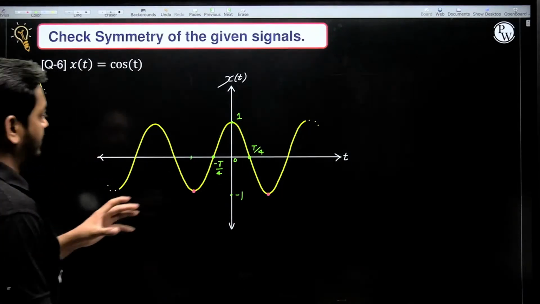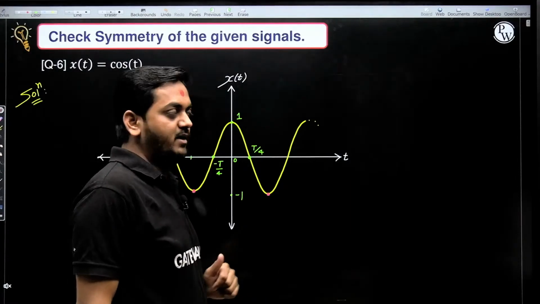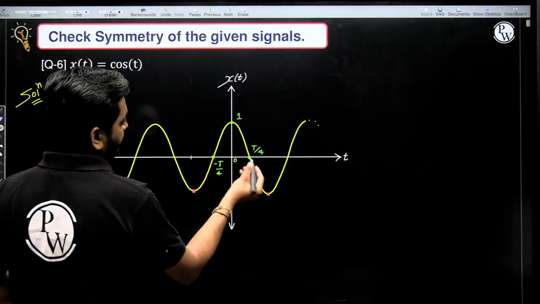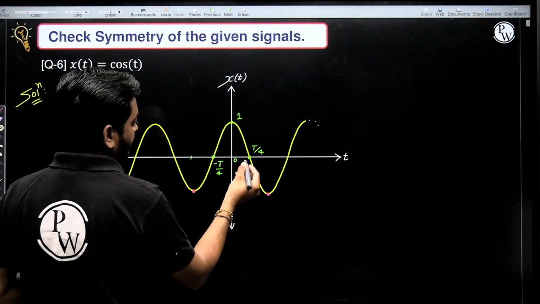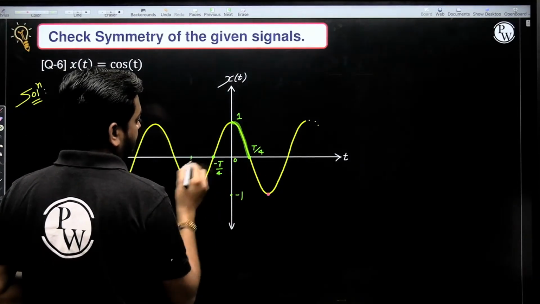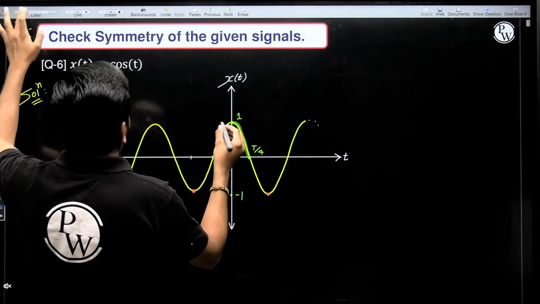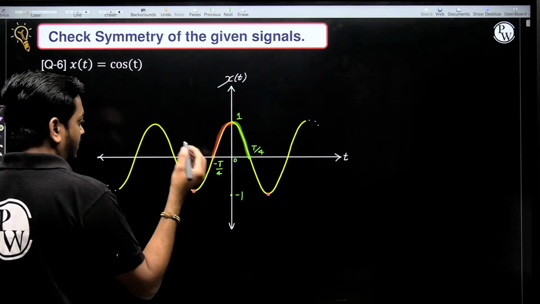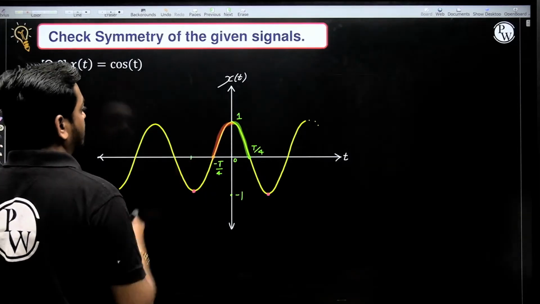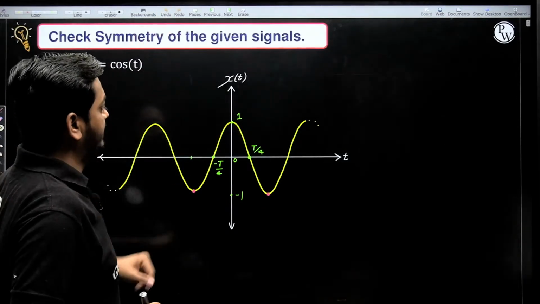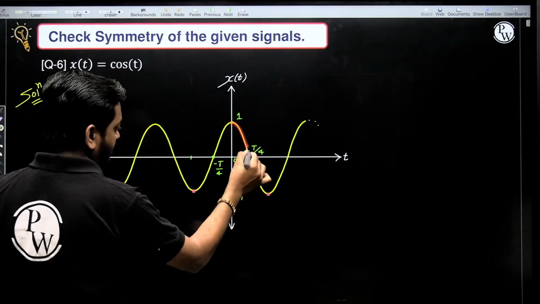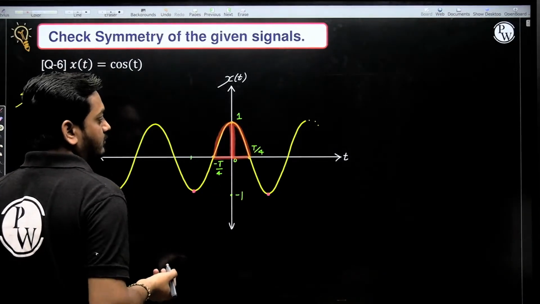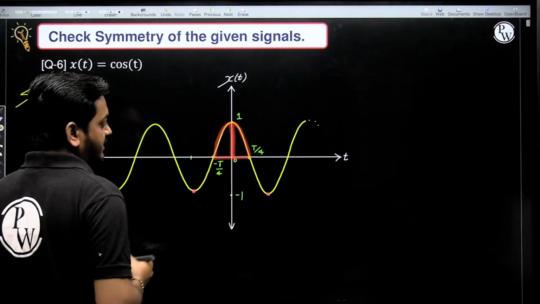If you do the folding with respect to the y-axis, t becomes minus t. This is x of t. Folding with respect to the y-axis, then it becomes this one. So if you do the time reversal operation, x of minus t will be x of t. From here also we can say the first quadrant portion and the second quadrant portion are the same, both have the same area.